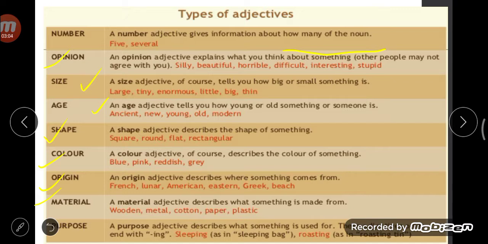A purpose adjective also describes what something is used for. These adjectives often end with ing, like you can see sleeping as in sleeping bag, roasting as in roasting thin.